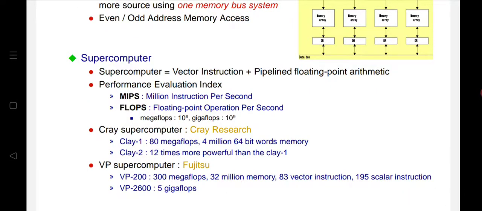Supercomputers use these vector instructions and pipelined floating point arithmetic.